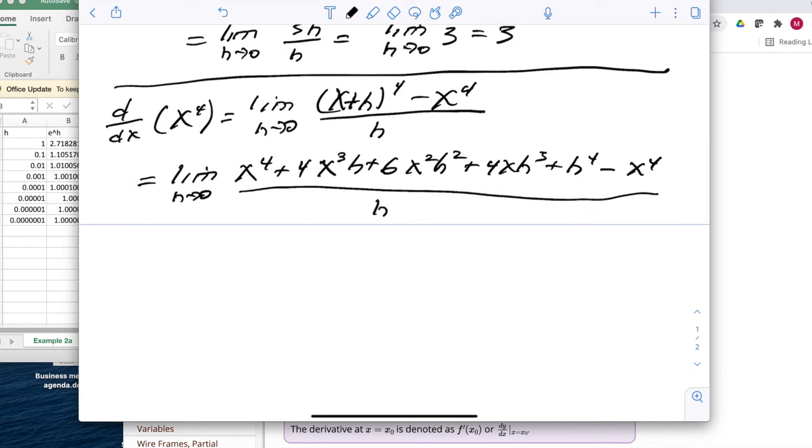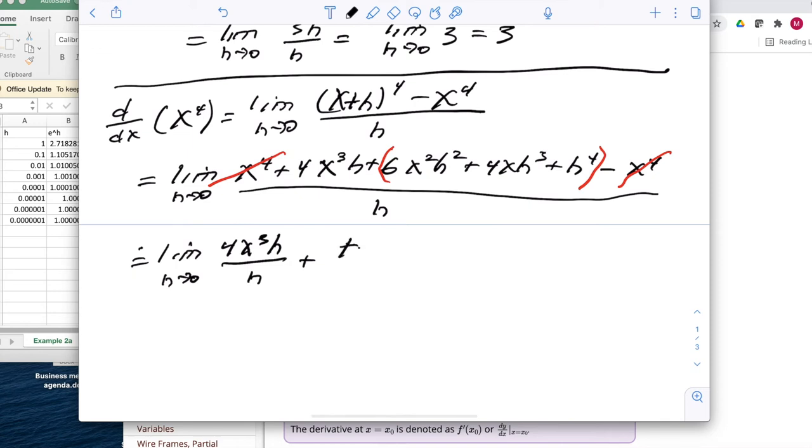Now, what I'd like to do is some grouping of this, and I'm particularly going to group these terms. They all have at least h squared in them, and when I want to simplify, I'm going to notice that I can cancel my x to the fourths, and this becomes equal to the limit as h approaches 0 of 4x cubed h over h plus terms with h squared divided by h. I can simplify now to get rid of the h on the bottom.